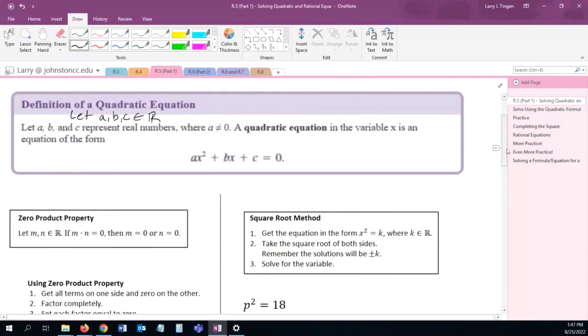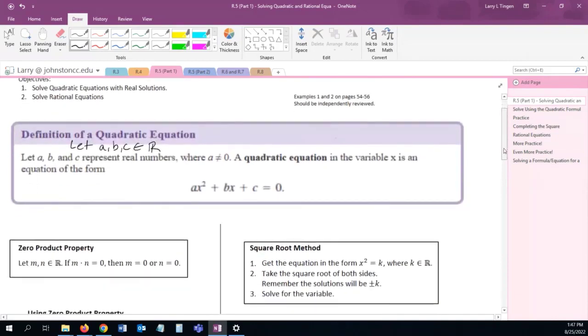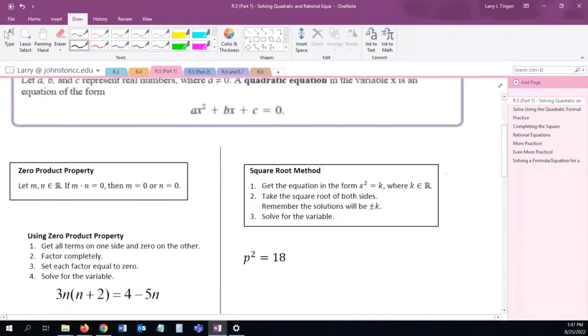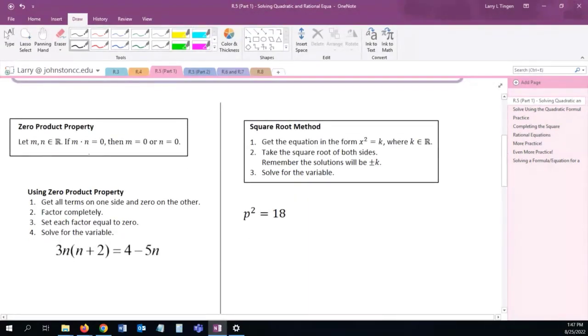All right. What we're going to do in this section is we're going to learn to use the zero product property, the square root method, the quadratic formula, and completing the square to solve quadratic equations. All right. So let's break down what does this mean? Or what are we doing here? Well, I need to introduce the property on the left first. It's called the zero product property. You'll hear me say zero product principle as well because I've heard it called both.